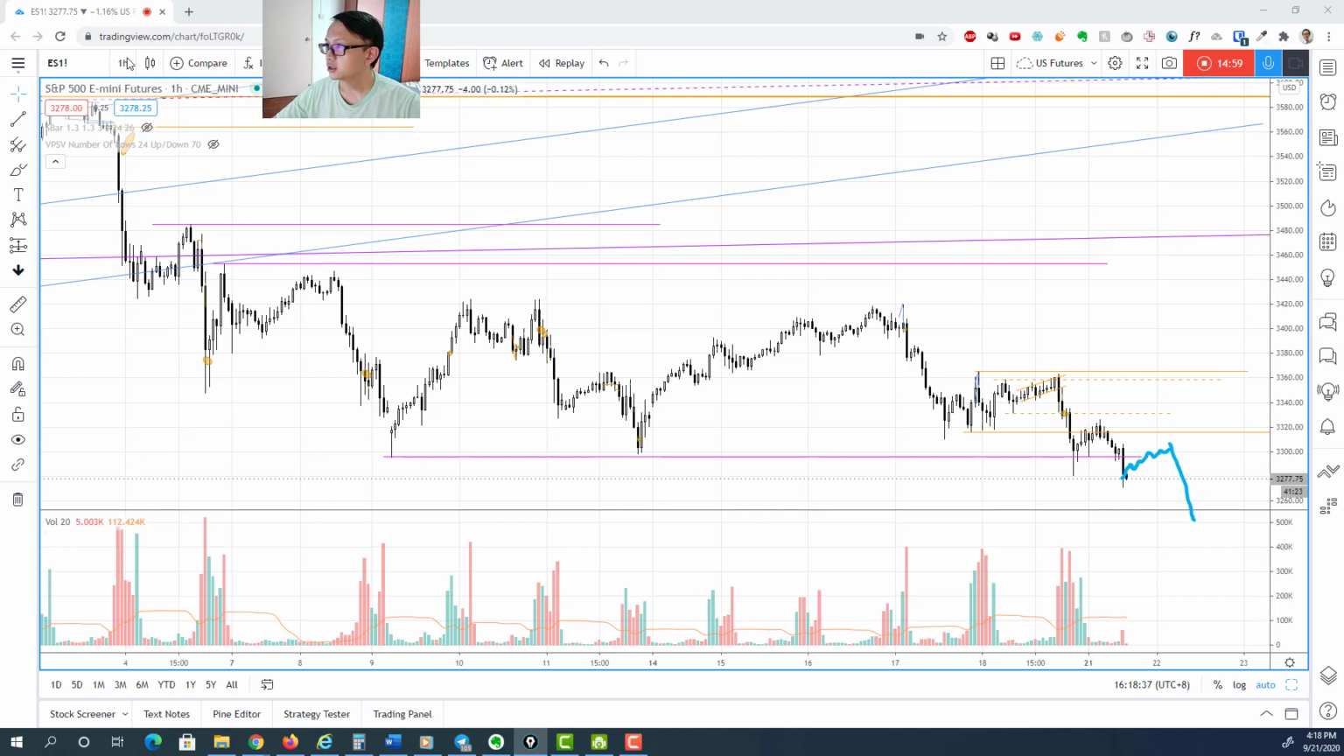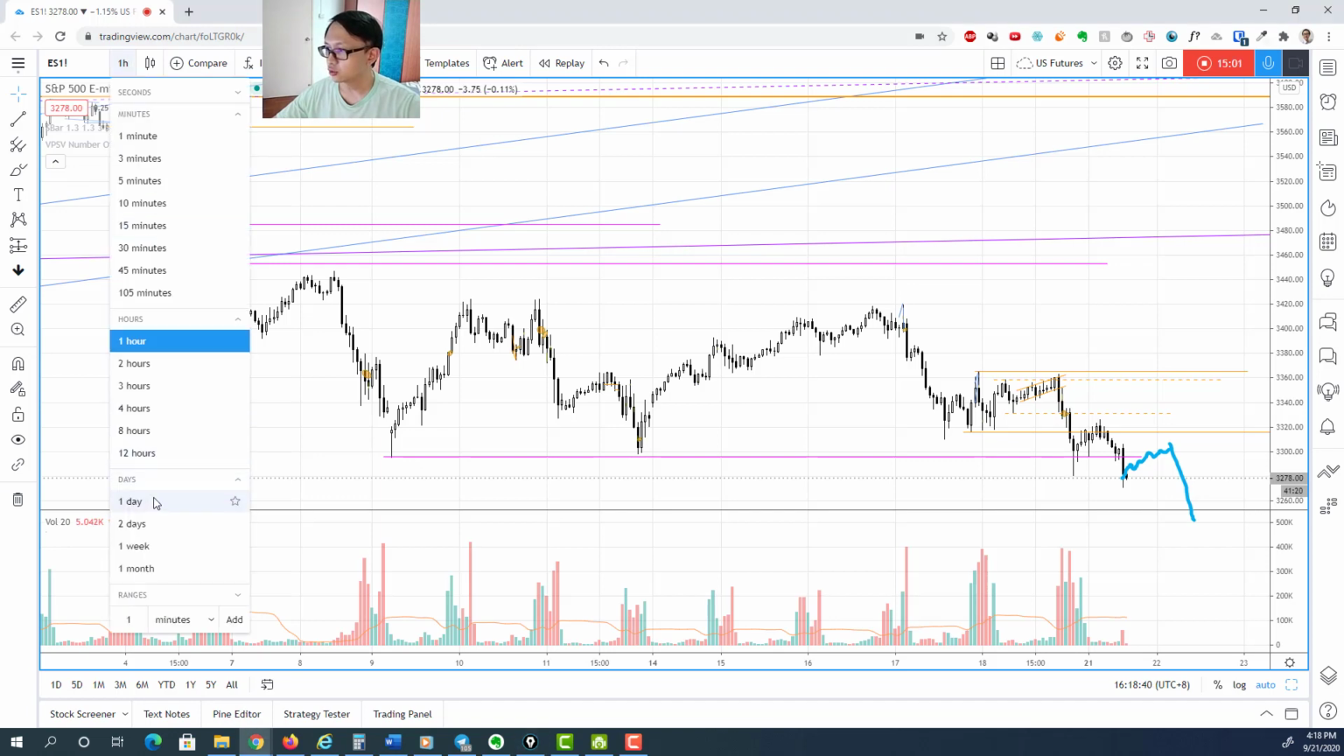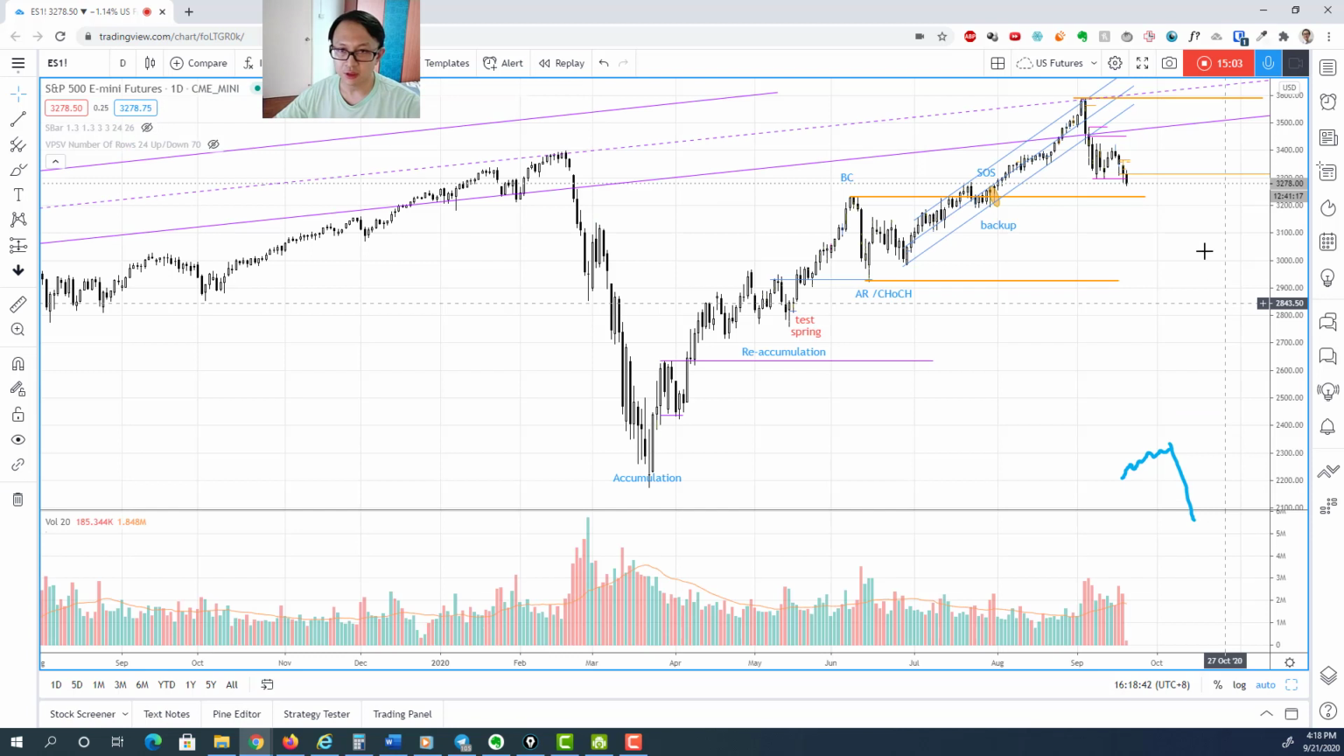The immediate support level will be somewhere around 32.30. That was the previous trading range as annotated in this orange line here, 32.30. That will be the immediate support level, but what I'm suspecting is somewhere around 31.50 to around 32.30. So this area here could provide some support level, and that should be the next target for the S&P 500 as well.